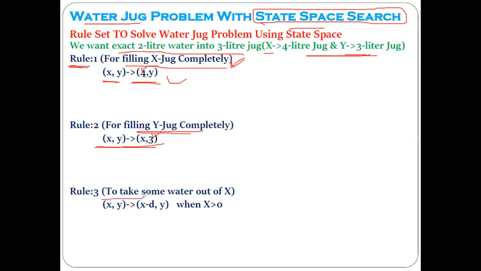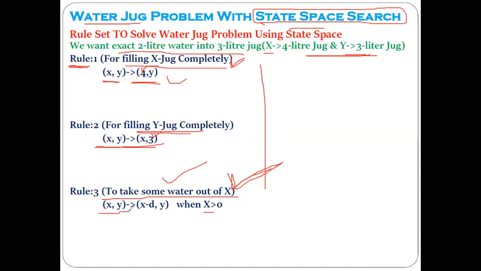Now suppose you want to do another operation, like taking some water out of the X jug. Solving this problem depends on your logic, and accordingly you can use these rules to implement your logic. So to take some water out of X, you have to take some water out of that jug. Now when can you take some water out of the X jug? When X is greater than 0. When there is some water in X, only then can you take some water out of it. Got the point? Yes, sir.